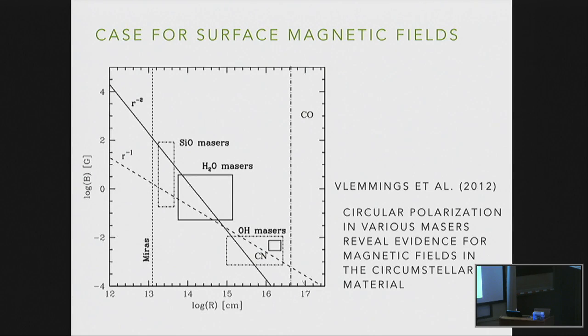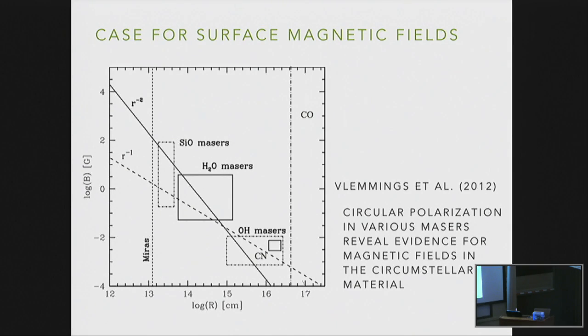These observations are of the circumstellar environment around an AGB star. And notice the scale here is in log of radius. This is the surface of the star, of a Mira, about 1 AU. And this is the atmosphere outside of that, which is where you have dust and molecules forming. And when you look at circular polarization signatures of the masers in this area, you actually can measure magnetic field strengths. These boxes here show you the range of measurements that people have found for these field strengths determined from maser observations.